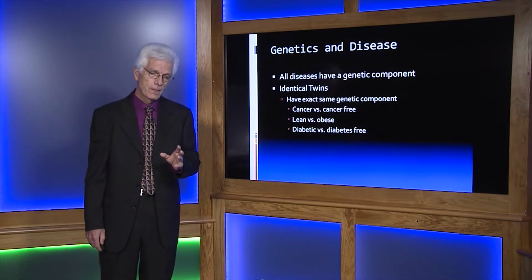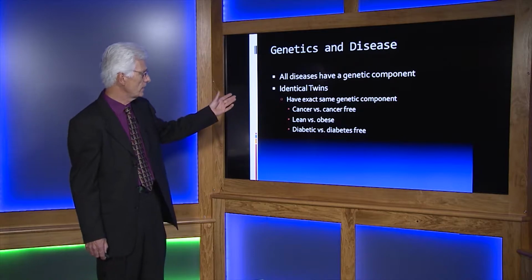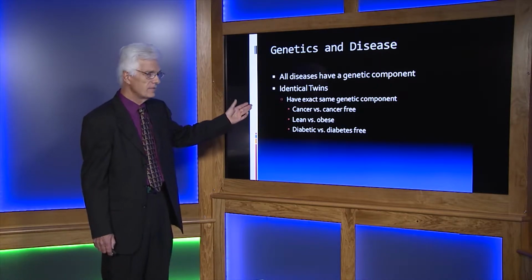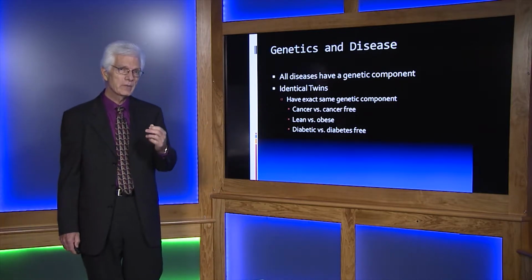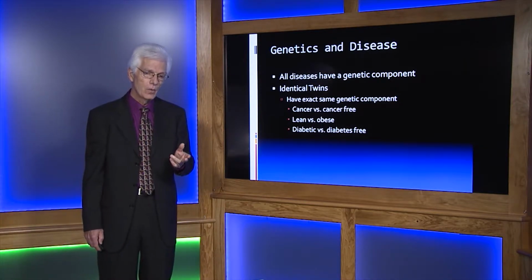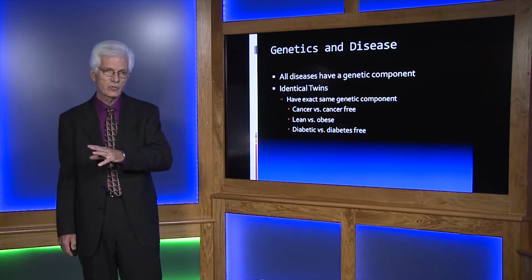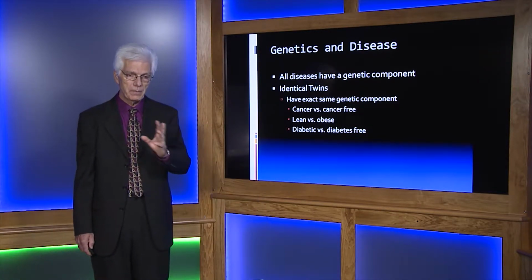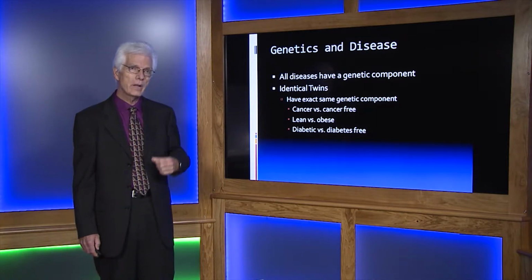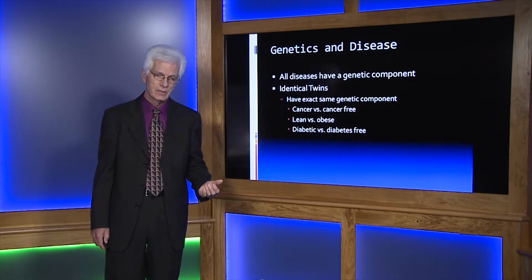Well, consider this. You can have identical twins. They have exactly the same genetic component. One of them can develop cancer, while the other one remains cancer-free. One of them can remain lean, while the other one becomes obese. One can develop diabetes, and the other one be diabetes-free. How do we account for that when there's a genetic component there?